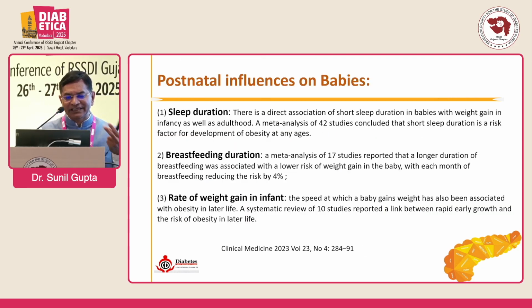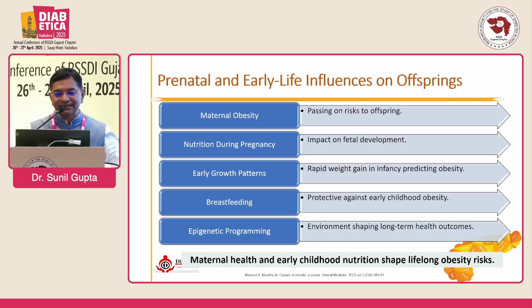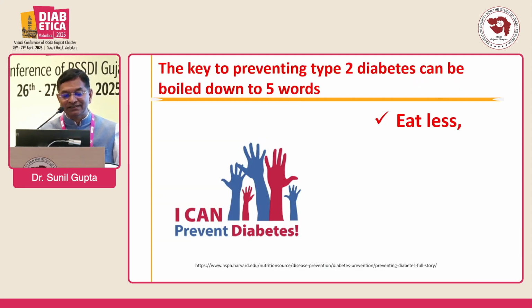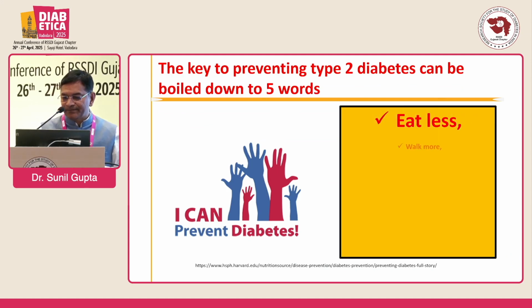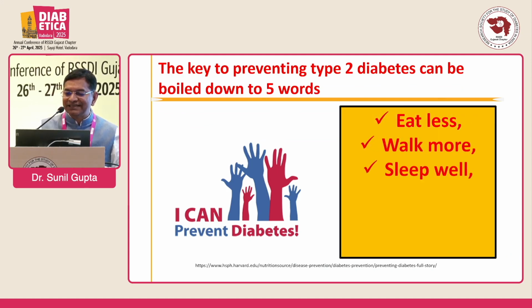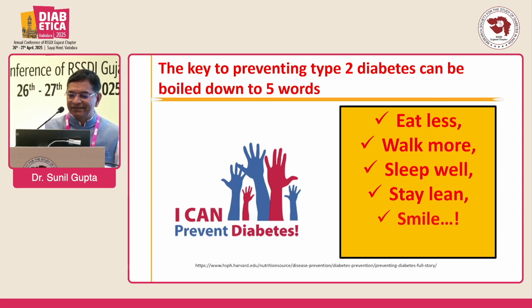Sleep duration, breastfeeding duration, rate of weight gain in the infant, all these are risk factors. So maternal obesity, nutrition during pregnancy, early growth pattern, breastfeeding and epigenetic programming, these are other potential areas where we should be working for the prevention of diabetes in the future generation. So the final key to prevent type 2 diabetes is eat less, walk more, sleep well, stay lean, and smile.